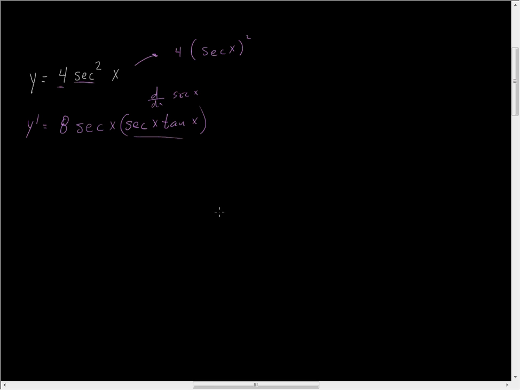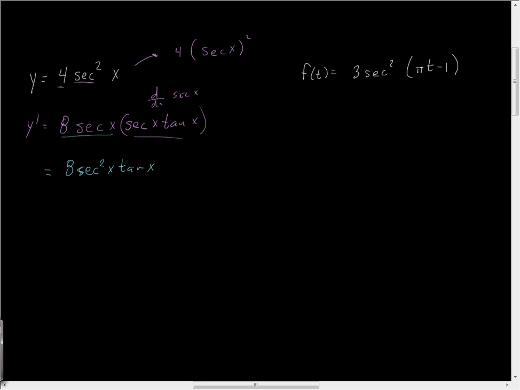So as we're doing this, we take the derivative of the outside, and so we brought down our 2, then we had secant x to the first, and so that's where we got our 8 secant x. Multiply it by the derivative of the inside. The derivative of secant was in fact secant x tangent x. And so recombining those together, we have 8 secant squared x tangent x.